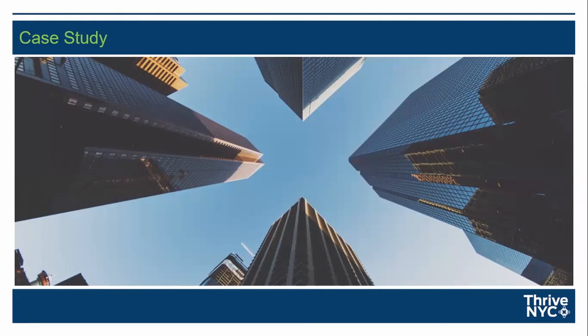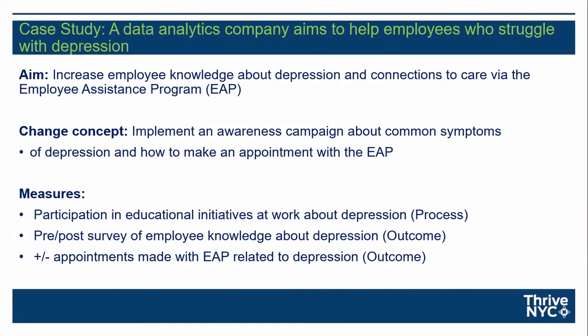So now we're going to look at some examples about how organizations can use the model for improvement to implement workplace mental health programming. Let's try this case study. A data analytics company aims to help employees who struggle with depression. So that's sort of the specific name of the case study, but that's really the general goal of what they're trying to do.